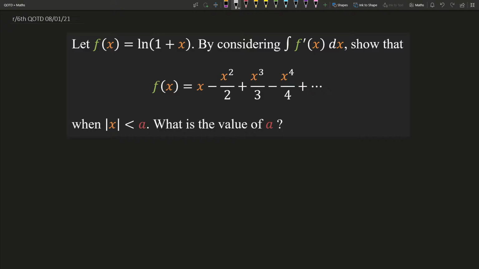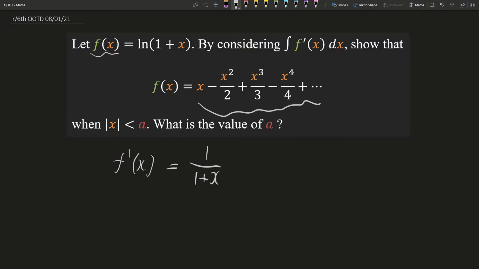Alright, now the question. Let f(x) be the natural logarithm of 1 plus x. By considering the integral of the derivative of f(x), show that f(x) is this sum here. So it's an alternate way to express f(x). First, let's start by finding the derivative. f'(x) is equal to, well, it's just 1 over 1 plus x.